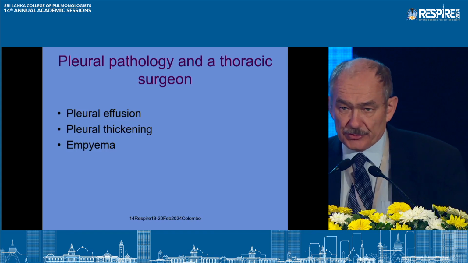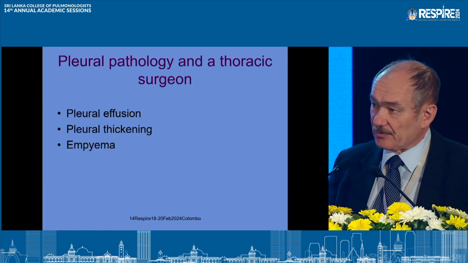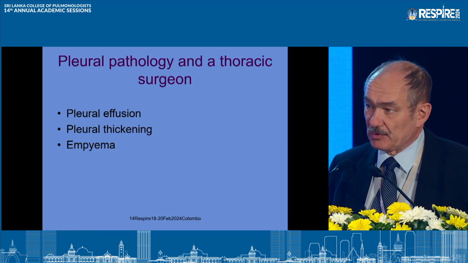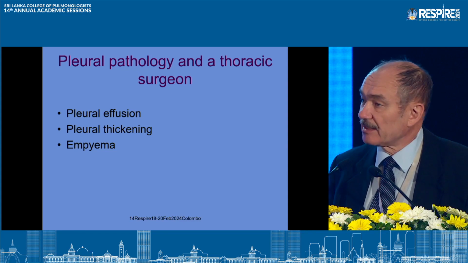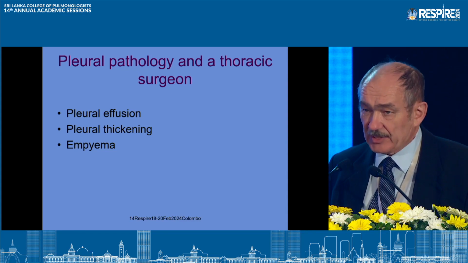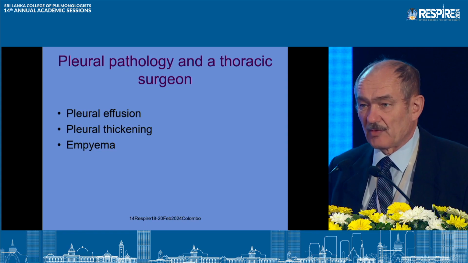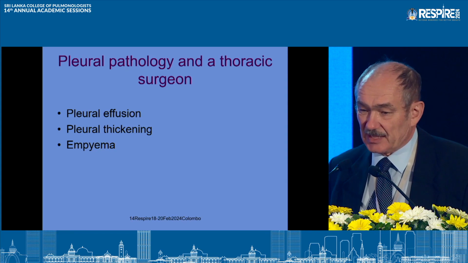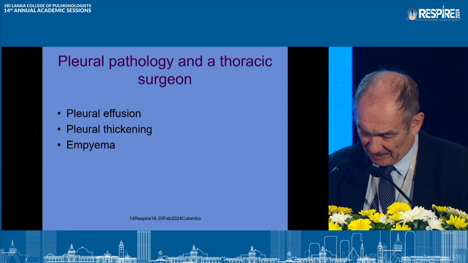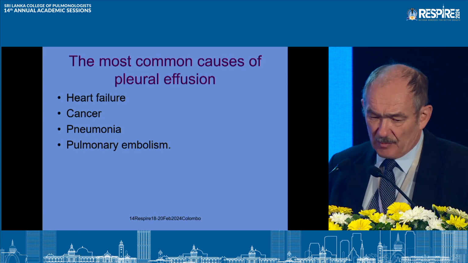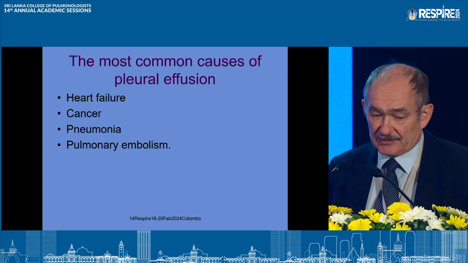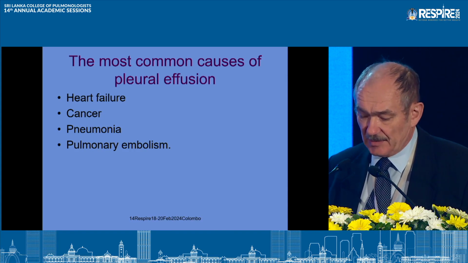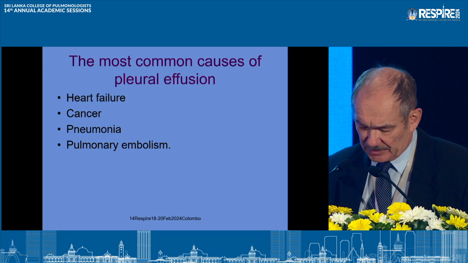As a thoracic surgeon, when we are dealing with pleural pathology, we are involved in managing three main problems: pleural effusion, pleural thickening, or empyema. We already heard absolutely wonderful talks before me, so my task is easier, and if we find any discrepancies, it would be entirely my fault. The most common causes of pleural effusion, as we know, are heart failure, cancer, pneumonia, pulmonary embolism, and other pathology as well.